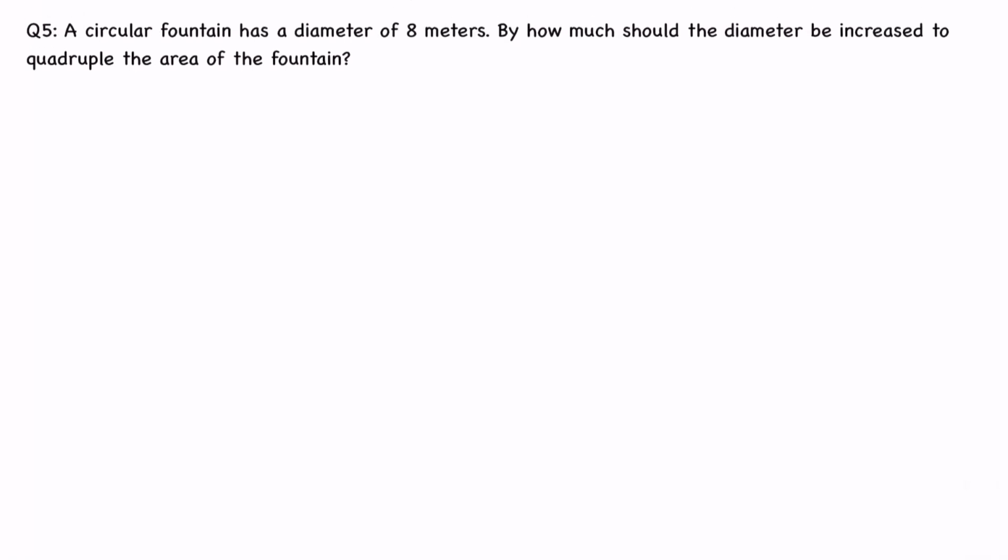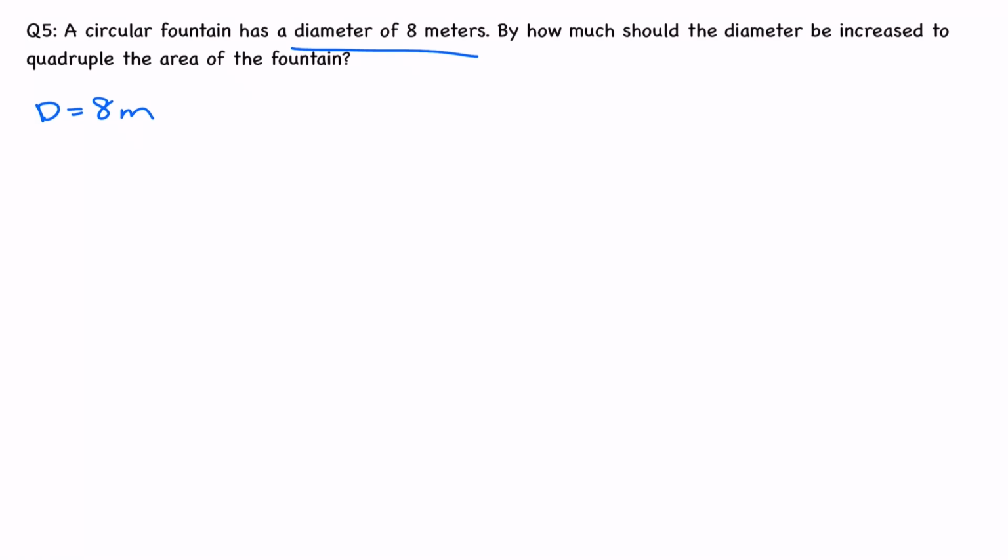And finally, we are at our last question. Question 5 says, a circular fountain has a diameter of 8 meters. By how much should the diameter be increased to quadruple the area of the fountain? So let's write everything we know and everything we want to find out. So we have a diameter of 8 meters. So diameter is equal to 8 meters.